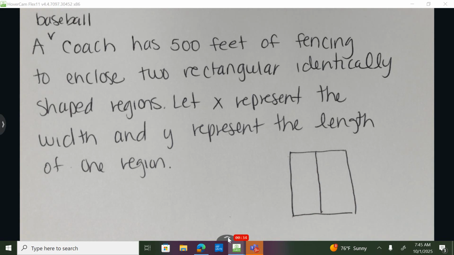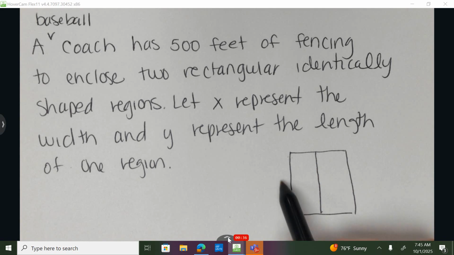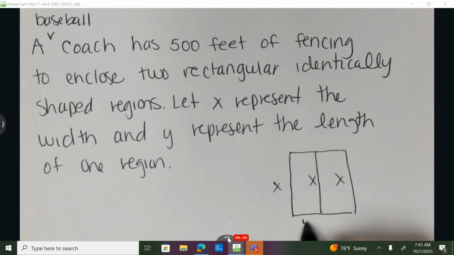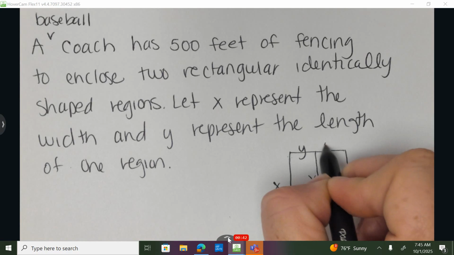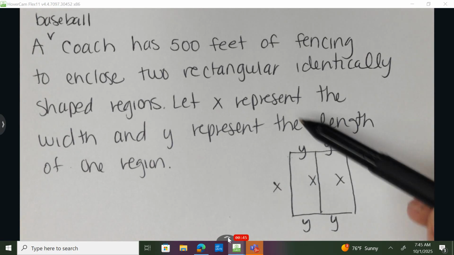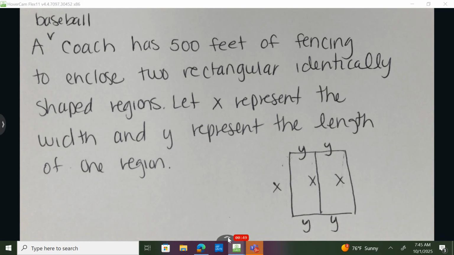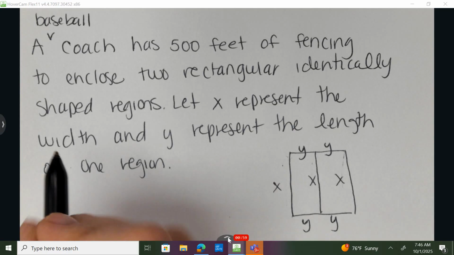X represents the width. So I'm going to say that this is the width and Y represents the length. And as we spoke in class, you could choose to say that you view this as the length and this as the width. And as long as you stay consistent, you'll be able to answer the questions below. Express the area of the entire region as a function of X.